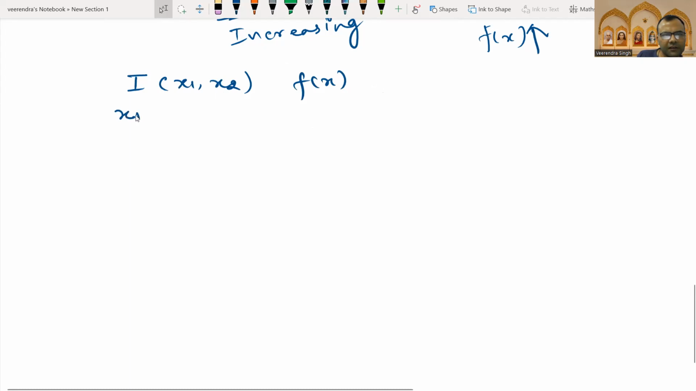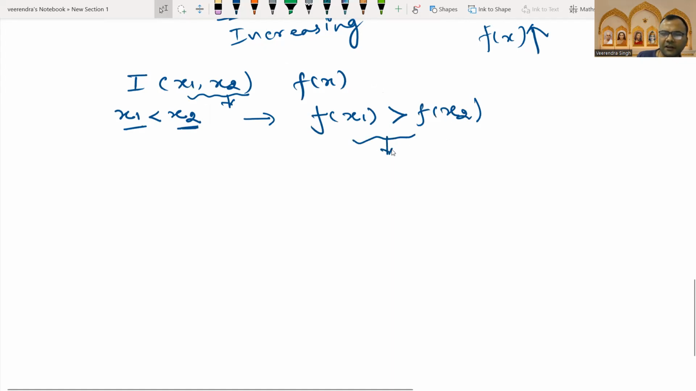Suppose we have x1 less than x2. Here we can see that this is an open interval, and we are taking that x1 is less than x2. But if we are getting f of x1 greater than f of x2, what does it mean? It means that when x1 is less and x2 is more, but at x1 we are getting more value and at x2 we are getting less value. So it is strictly decreasing.